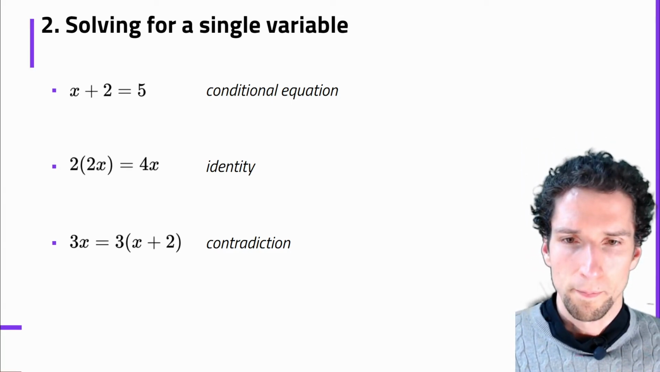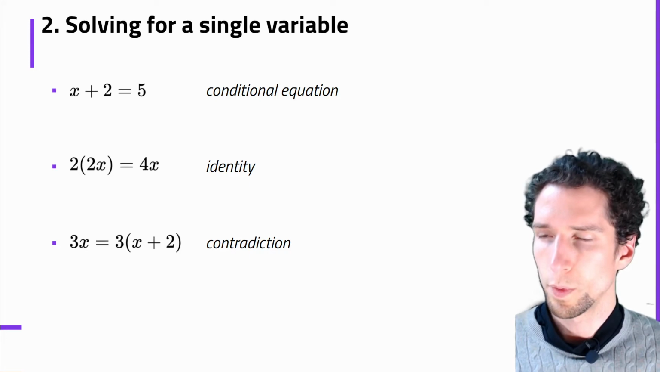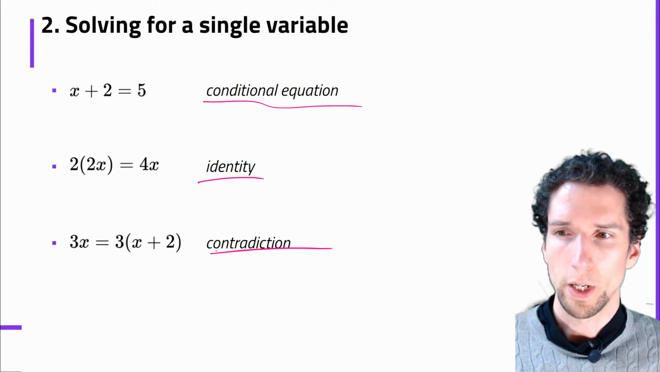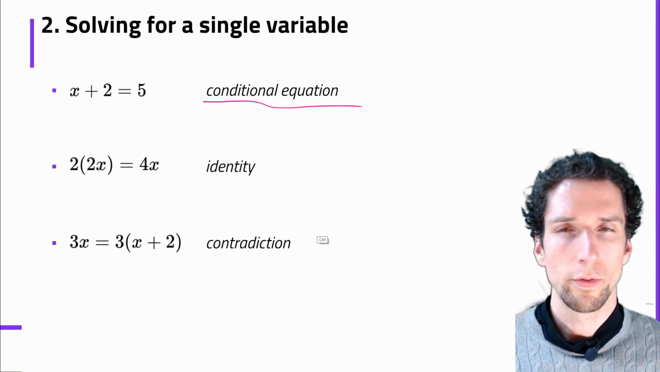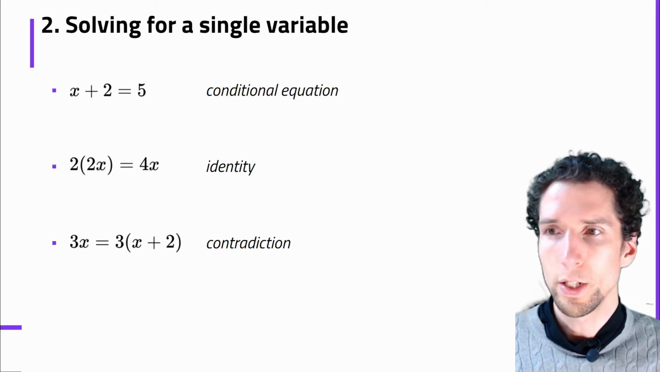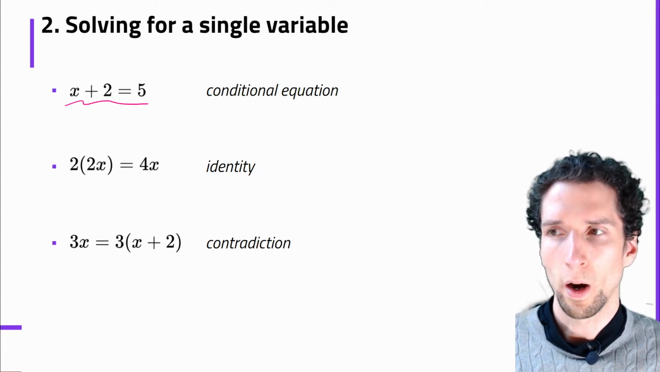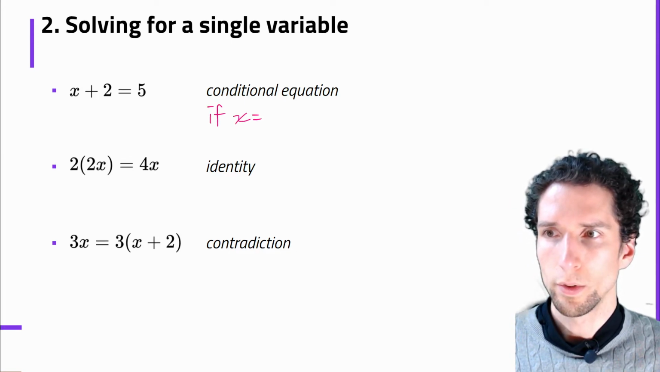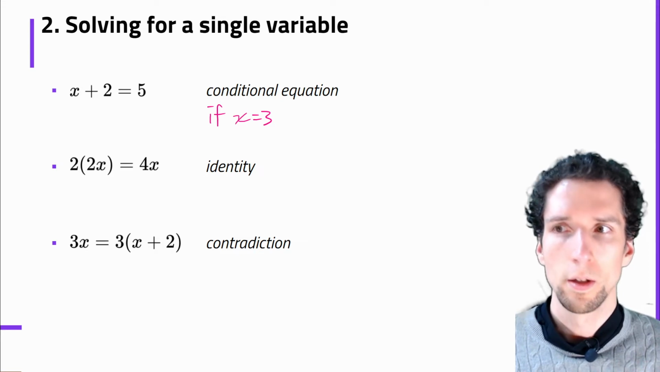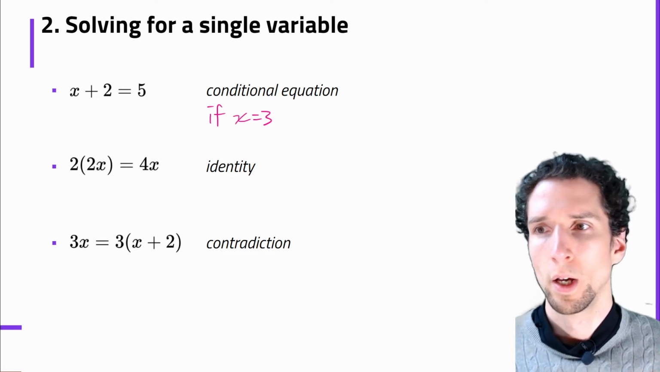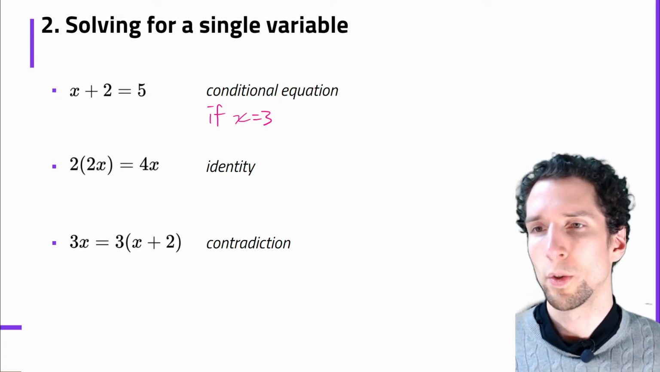Okay, so some terms here to explain: conditional equation, identity, and contradiction. I've already kind of explained what an identity is, but let's just go in order. So a conditional equation is something like this: x plus 2 equals 5, where if x is equal to 3, then the left side is equal to the right side. So then we would get 5 is equal to 5. But it's only true in that situation.